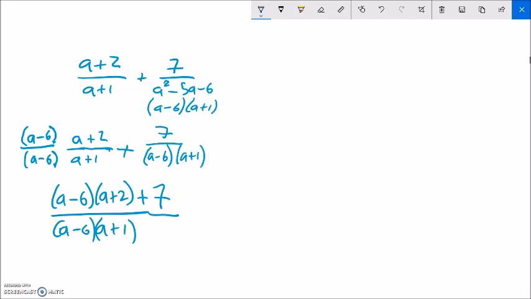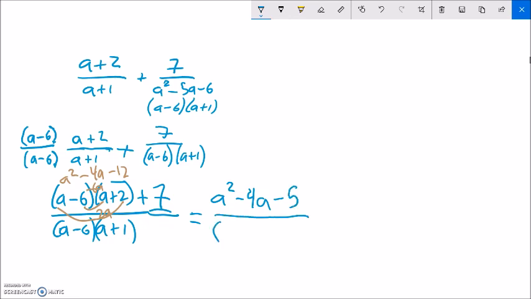So what I'm going to do is multiply this out. A times a is a squared. Negative 6 times a is negative 6a. 2 times a is 2a. So this is negative 4a. Negative 6 times 2 is negative 12. And notice that's still plus 7. So as I keep going on this, my numerator is a squared minus 4a minus 12 plus 7. So that would be minus 5. Over a minus 6 times a plus 1.